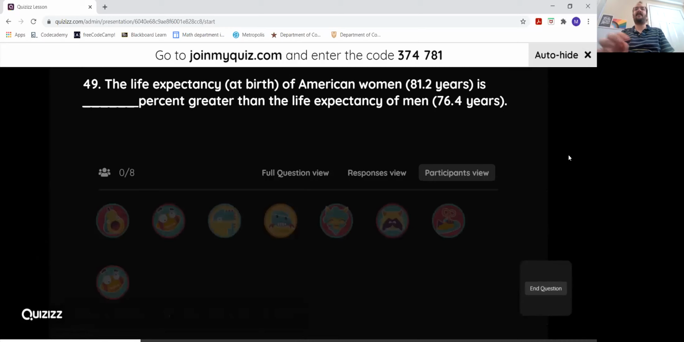The life expectancy at birth of American women is 81.2 years. This is blank percent greater than the life expectancy of men, which is 76.4.